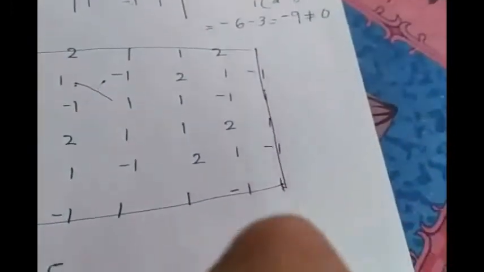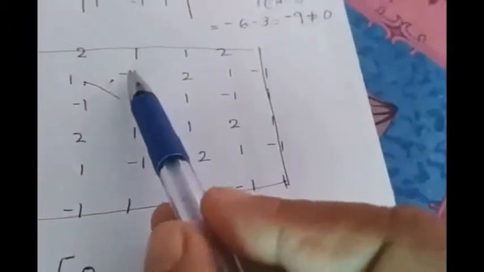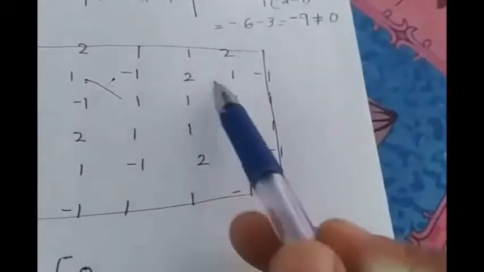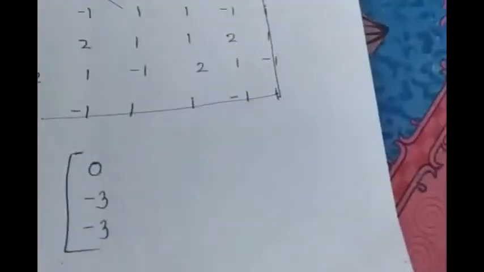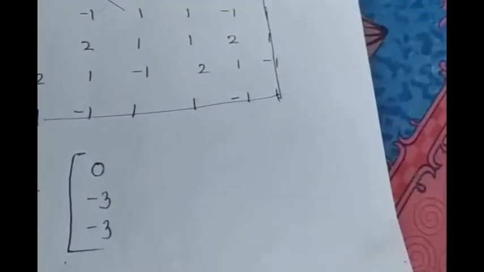So 1 minus 1 gives you 0. Again, 1 minus 1 into 1 minus 1 minus 2 minus 3, where you have to write in column minus 3. Again, minus 2 minus 1 which gives you minus 3. That also you will write in column. So 0, minus 3 is the first column.